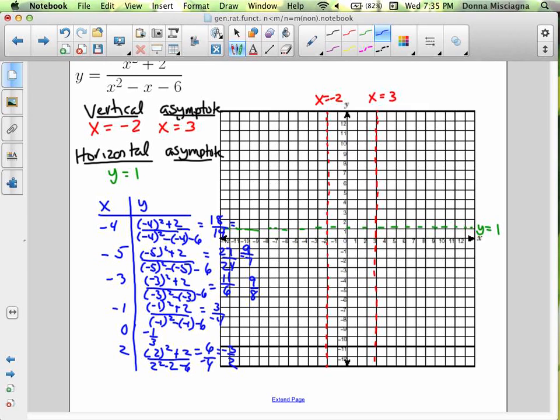And then we need 2 more values. 4 and 5, I swear, are it. And if we hadn't plugged in -5, I would be done. All right, so we have 4 squared plus 2 divided by 4 squared minus 4 minus 6. So that's going to be 16 plus 2 is 18. And then 16 minus 4 is going to be 12. Minus 6 is going to be 6.